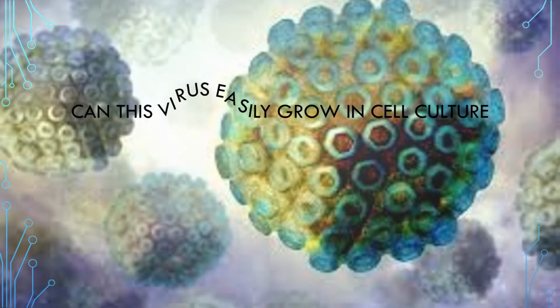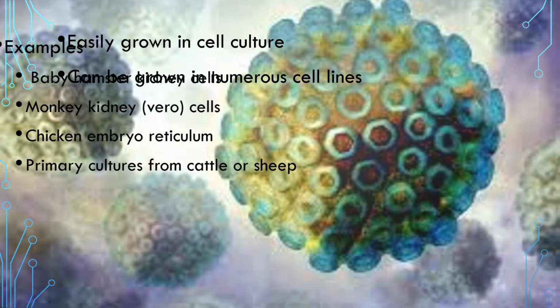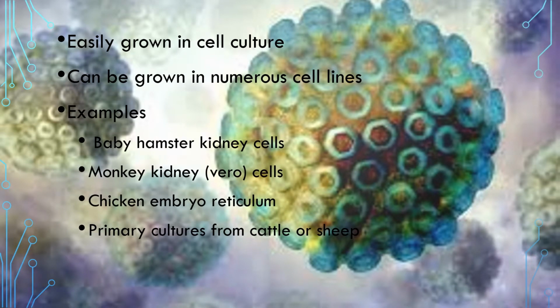Can this virus be easily grown in cell cultures? Yes, the Rift Valley fever virus can easily be grown in numerous cell lines, including baby hamster kidney cells, monkey kidney or Vero cells, chicken embryo reticulum, and primary cultures from cattle or sheep.